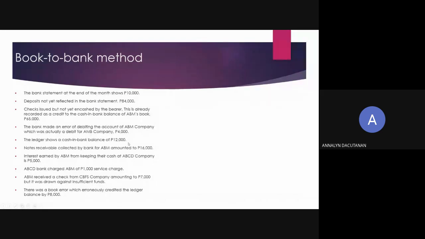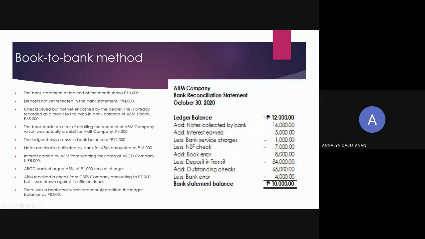Okay? Siyempre, if we have bank-to-book, let's do it the other way. Book-to-bank naman tayo. We're starting from the books. So, ang starting point mo is si 12,000. And then, ilatag mo lahat nung book reconciling item as is. So, notes collected by bank, normal, add mo. Interest earned, add mo. Bank service charge, minus mo. NSF check, i-minus mo. Book error, okay, i-add mo. And then, lahat ng bank reconciling item, reverse formula. Deposit in transit, kung bank yung nare-reconcile natin, should be an addition.